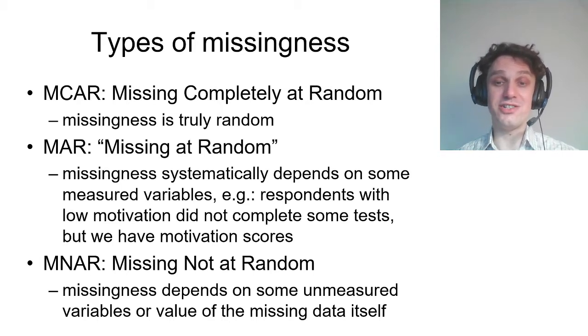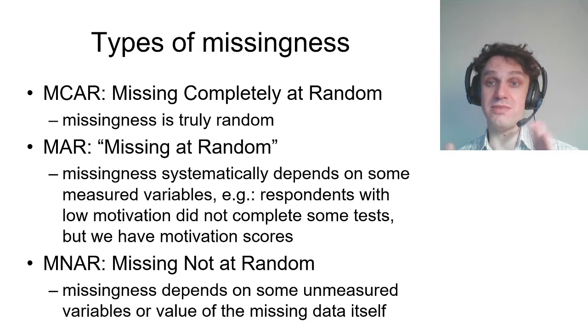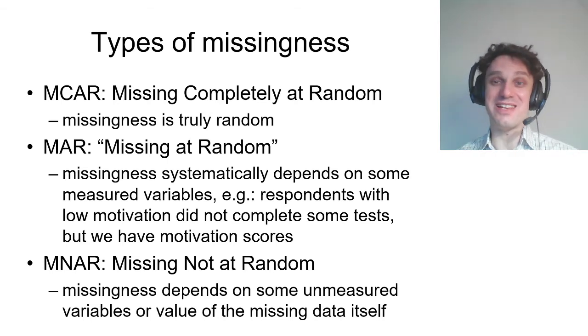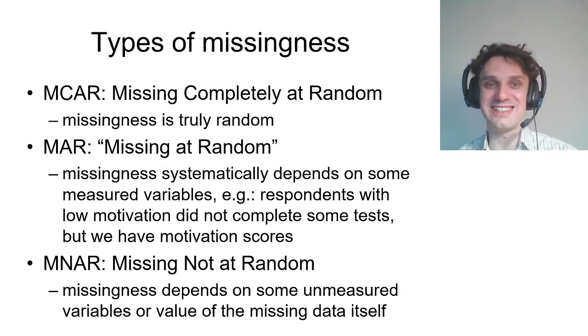One situation is called missing completely at random, when the missing data are missing just by chance. So imagine that you have a nice table of responses to your questionnaire, and you use a random number generator to exclude some data values from this matrix and leave just empty cells. That would be missing completely at random.